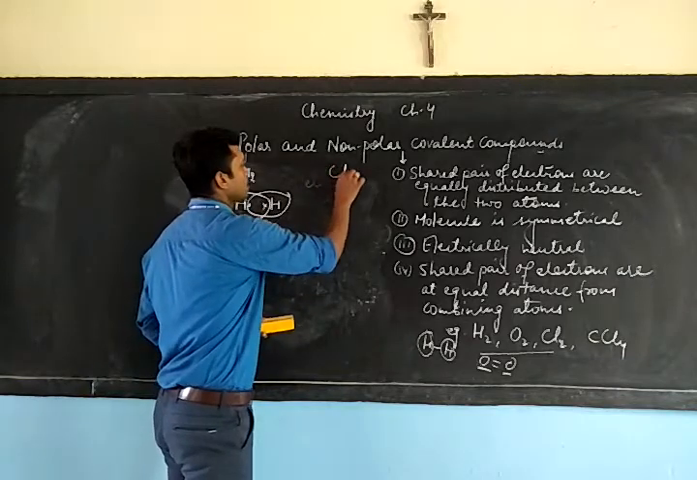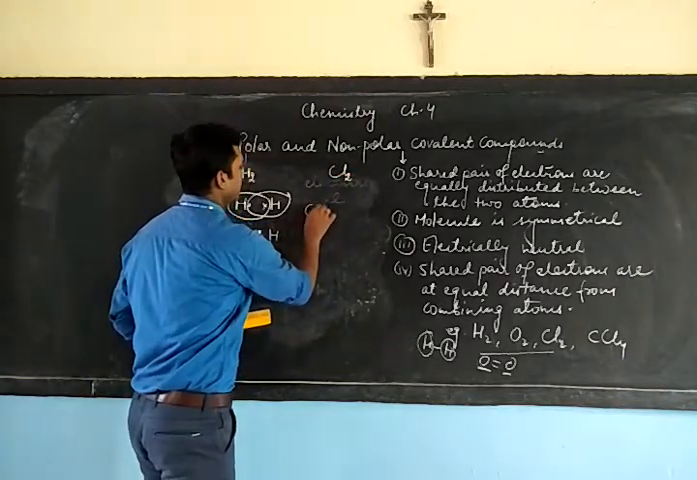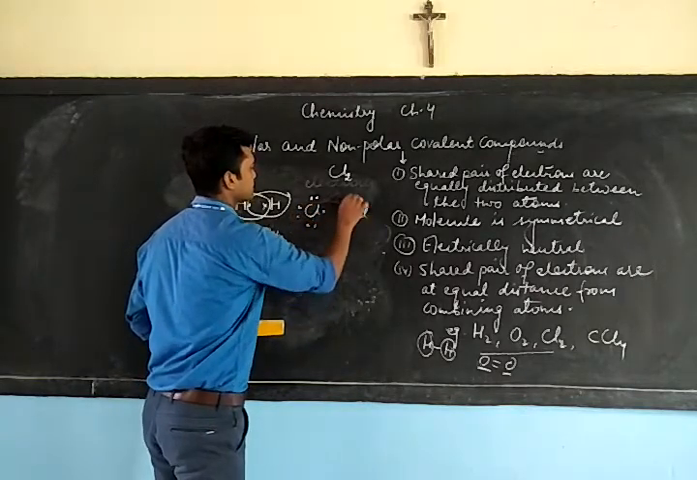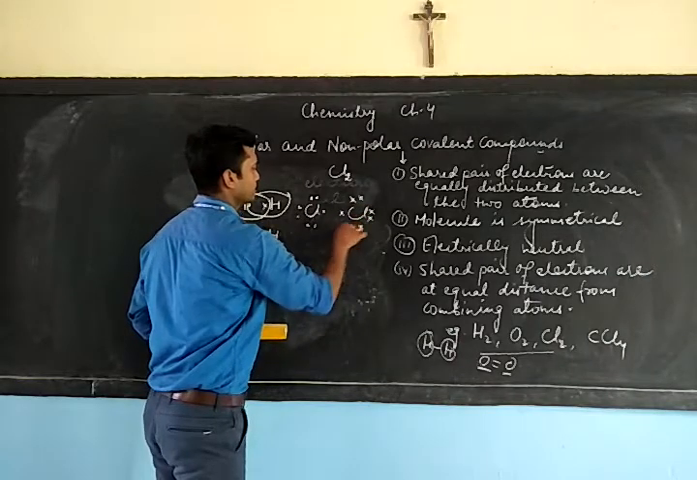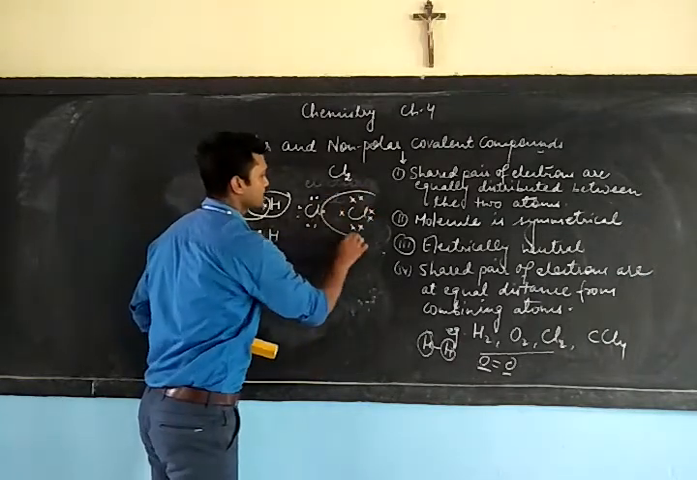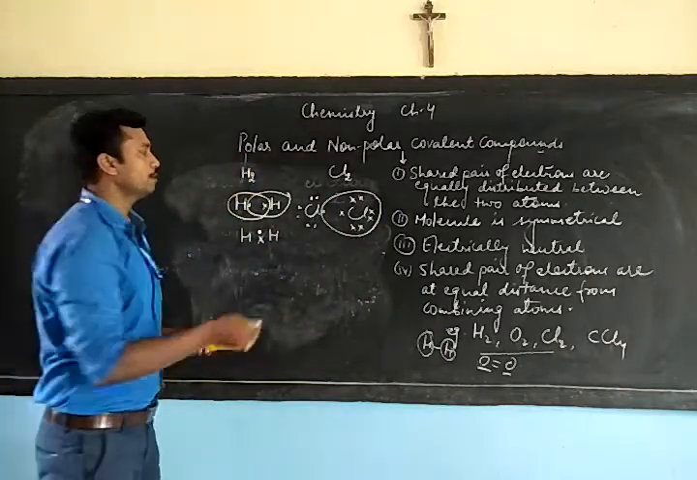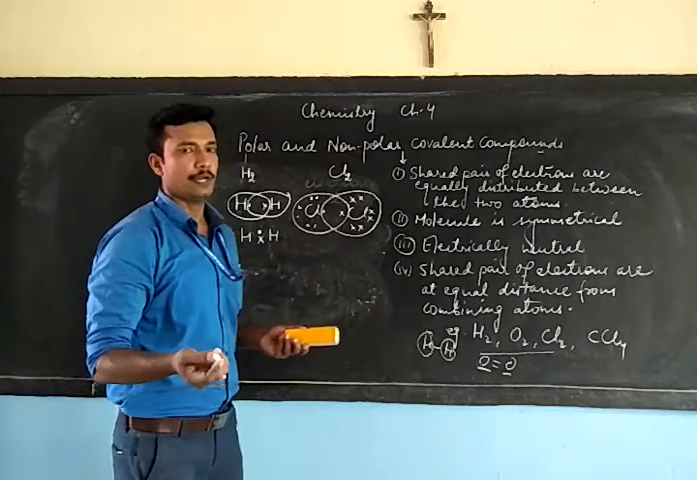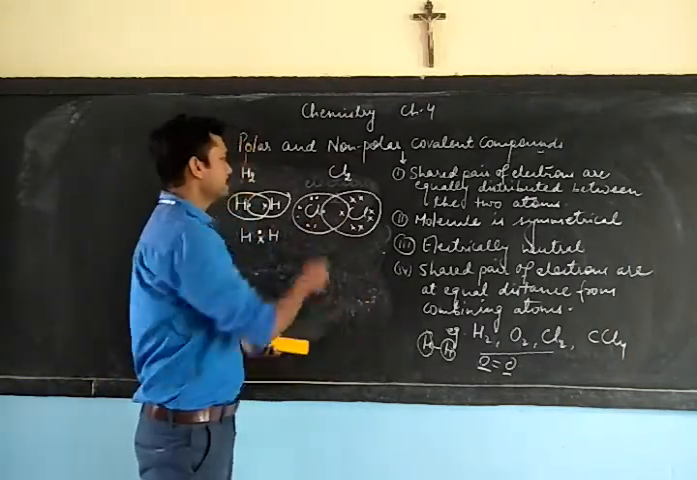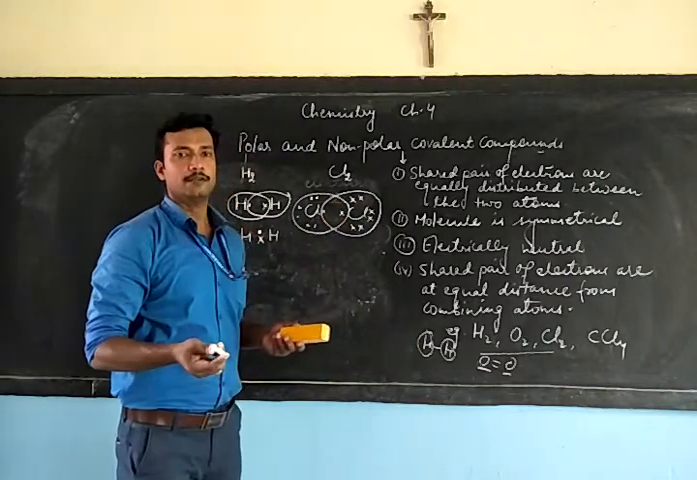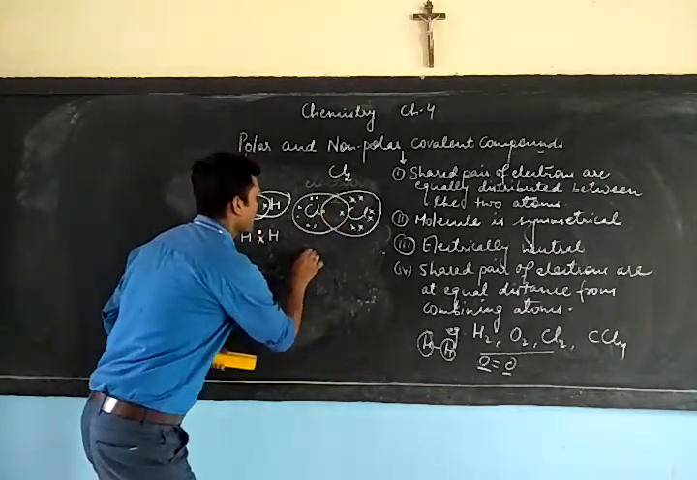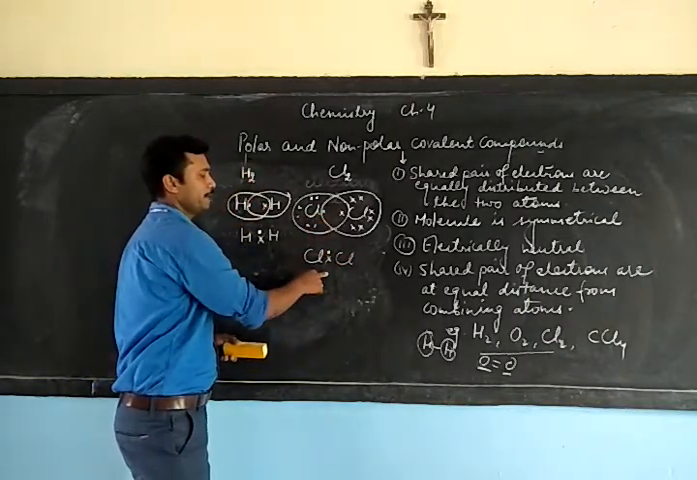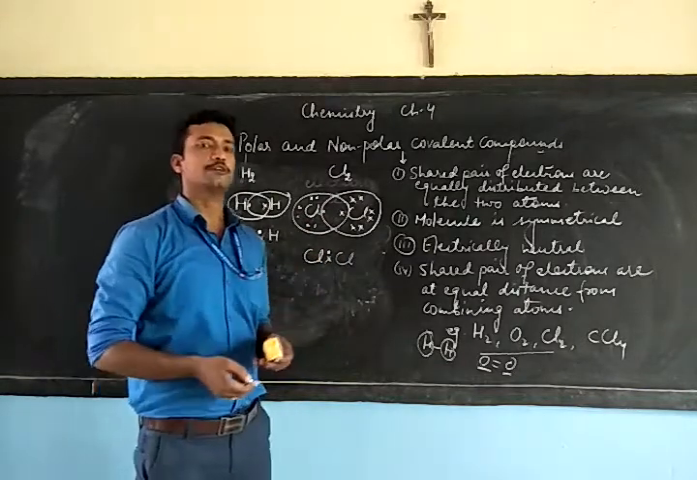Chlorine, for example, Cl2, we know chlorine has 7 electrons. Again, each chlorine atom requires 1 electron to become stable. This is how it will complete its octet. Again, this shared pair of electrons will be lying at the same distance, since the nature of the two atoms is identical, they are the same. So we find the shared pair of electrons will be exactly at the same distance between the two atoms.